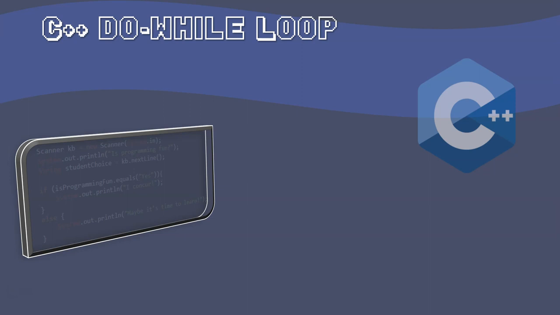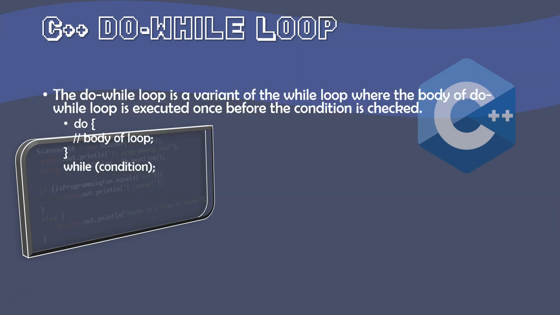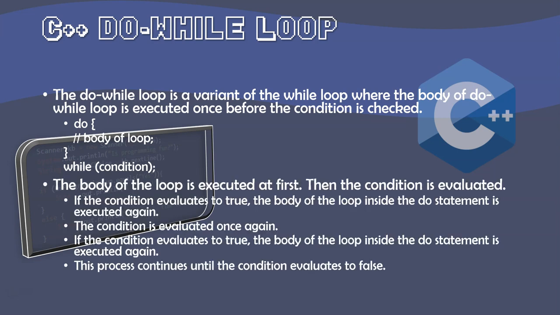Similarly, we, of course, have the do while loop. Now, the do while loop is a variant of the while loop where the body of the do portion is executed at least once before that condition is checked. Because the body is executed first and then the condition is evaluated, if the condition evaluates to true, the body inside the do statement is executed again.